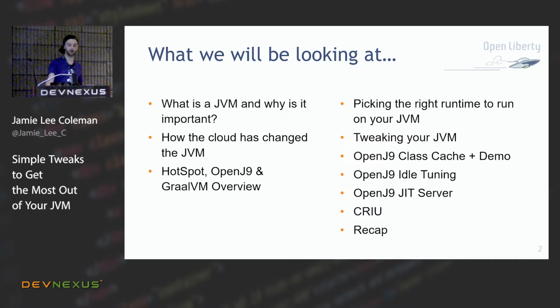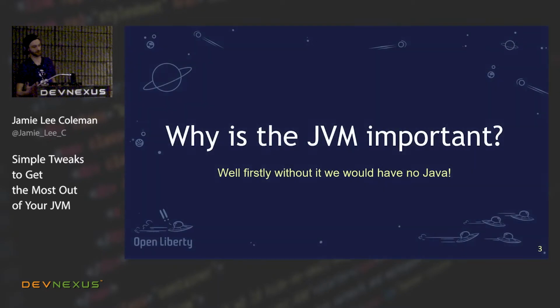Talk a little bit about what class cache sharing is, and I'll give you hopefully a little demo of that. I'll talk a bit about what idle tuning is and what the JIT server does. And it's not just OpenJ9, other JVMs also have the JIT server technology. And then if you were here for the previous talk, they talked a little bit about Cryo and things like that. I'm going to talk a little bit about that as well at the end. Right, so let's get going.